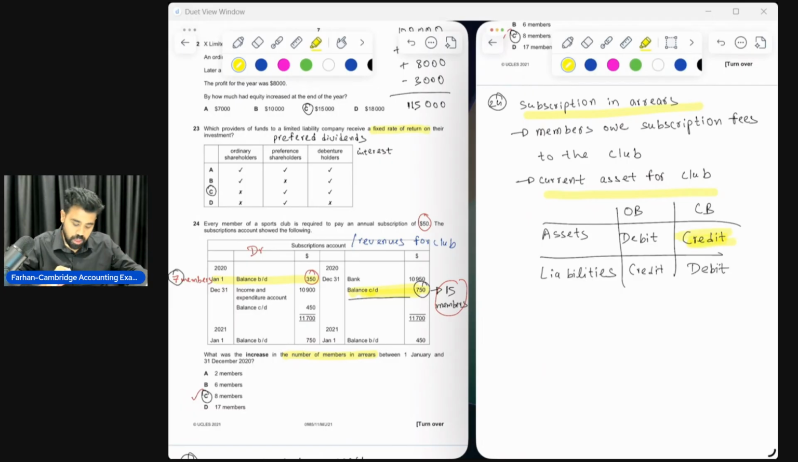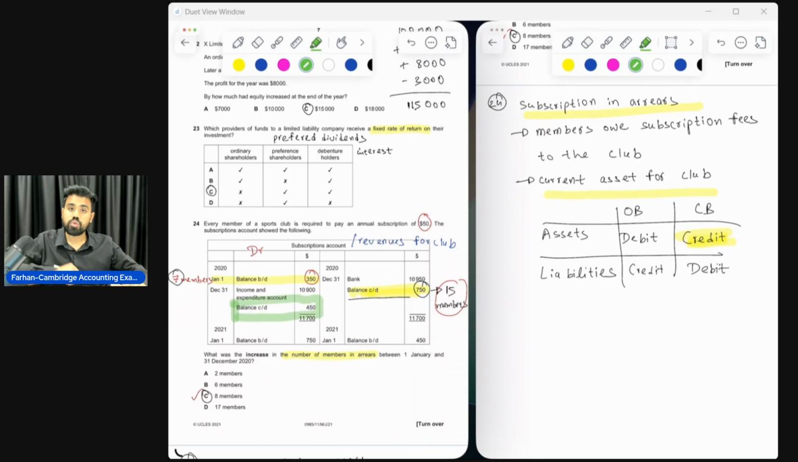Okay. And you can see there is an increase from 7 to 15 members, which is why we're selecting 8 members. All right. Now, be careful of how you select your choice of answers in the exam. But there is also another balance carried down here. What is that?